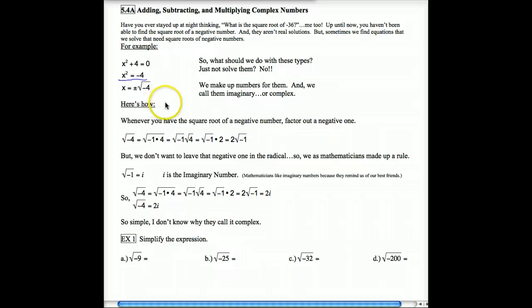But we, in some cases, need to be able to solve those. So, instead of just saying no real solution, we just make up numbers for them. And because we made them up, we call them imaginary numbers, or we also call them complex numbers. So, here's how it works.